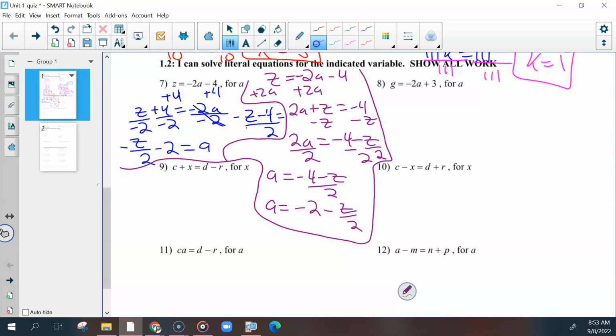Right? 8 is similar, but I'm just going to do this one way. Move 3, so we have g minus 3. And I'm going to divide everything by negative 2 because nothing would simplify. But because I'm dividing by a negative, my signs would change. So this would become a negative g and a positive 3 all over 2.